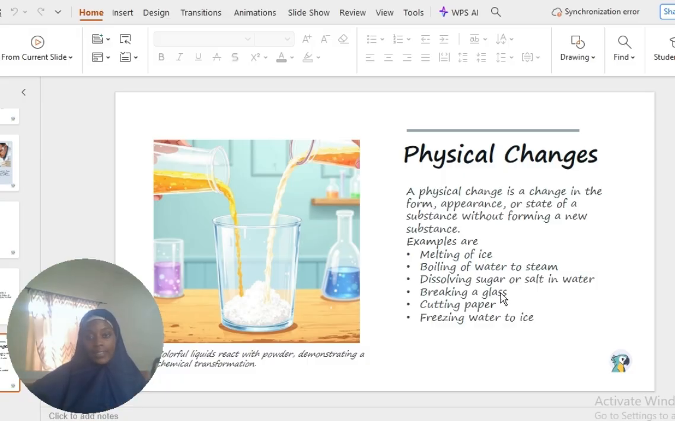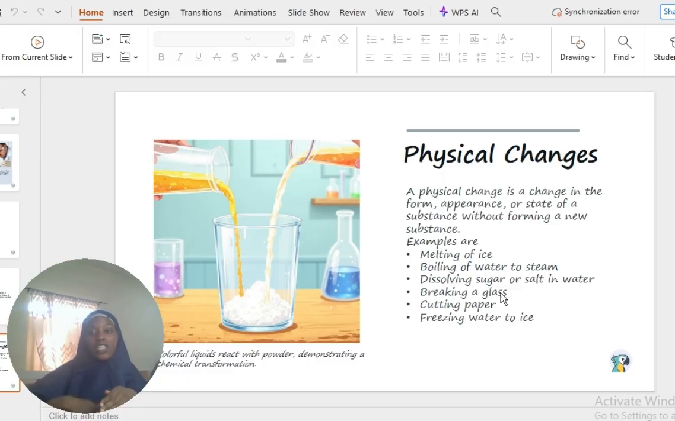If I melt my ice, it is still water. It is not giving me a different substance. We're still working with water. Now, if I boil water, the water escapes to steam. If I don't want it to escape and I cover it, say for example your food, when you bring food to school, when you open your cooler, you see water coming out of the lid. Did you pour water there? No, it is the steam that is going back to water.